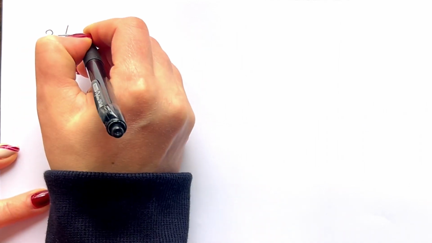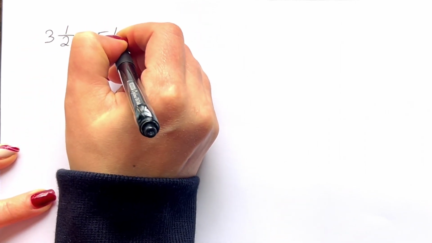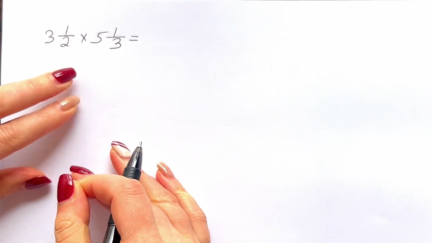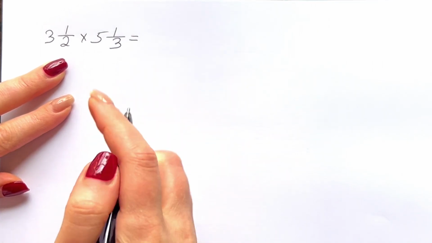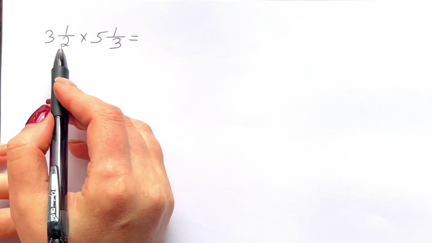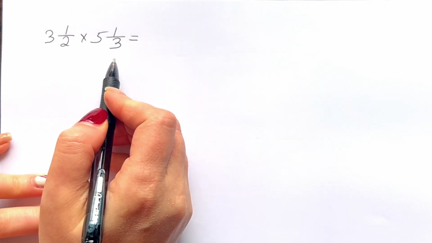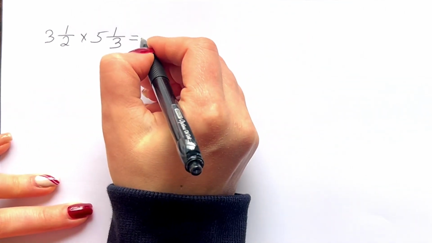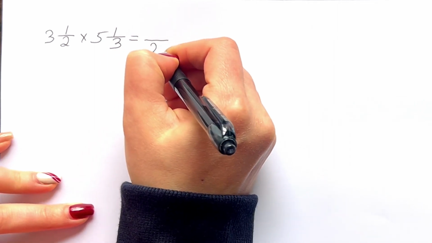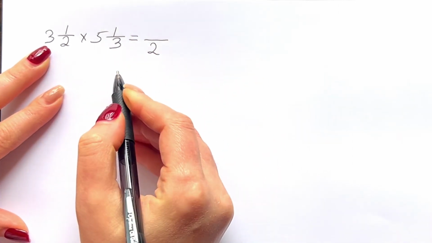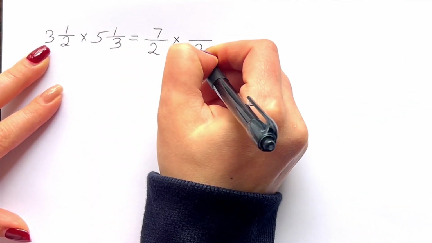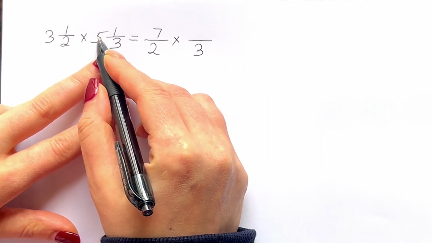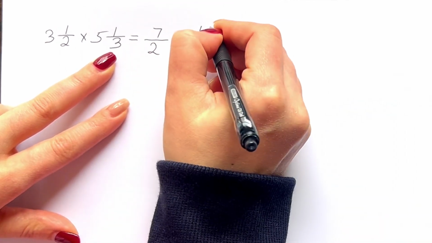Let's say we have 3 and 1 over 2 times 5 and 1 over 3. To multiply mixed numbers, first we have to make them improper fractions, because we can't multiply mixed numbers. How do we make an improper fraction? If you don't remember, go and check my previous videos. The denominator stays the same. 2 times 3 is 6 plus 1 is 7, so 7 over 2. Times, the denominator stays the same, 3 times 5 is 15 plus 1 is 16.